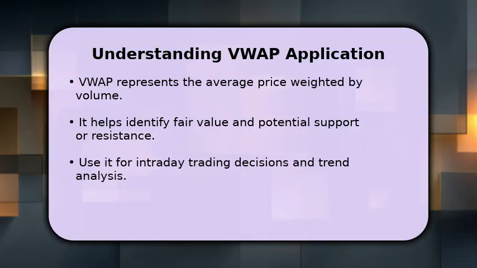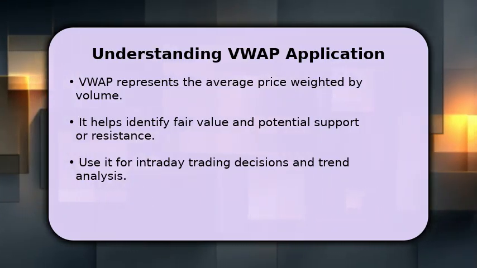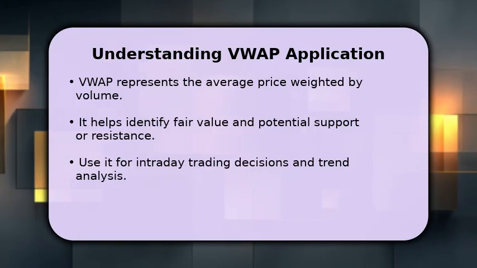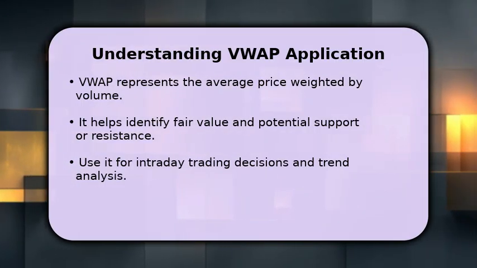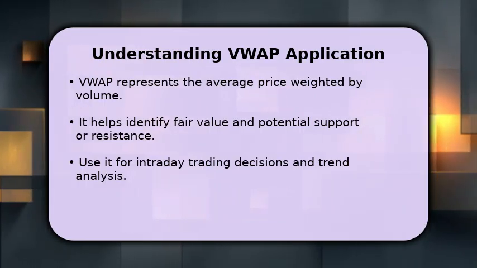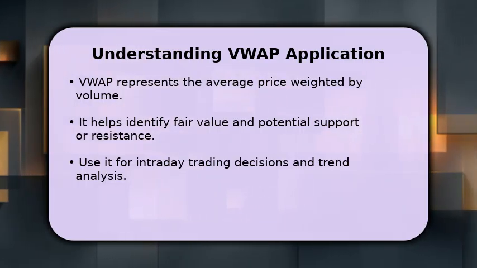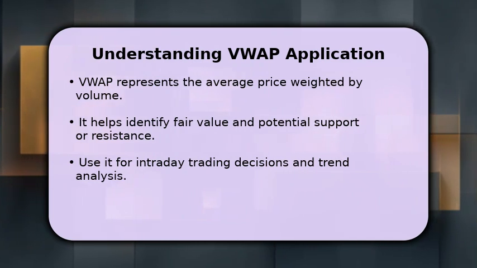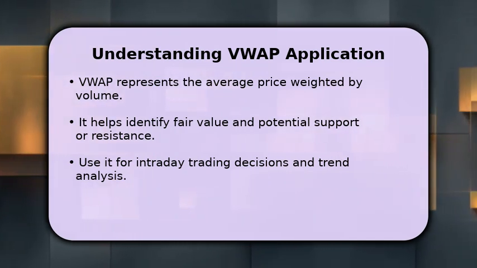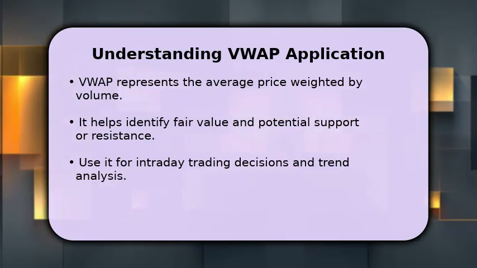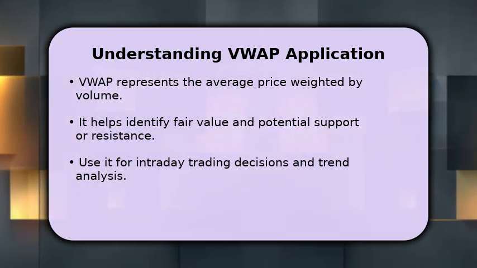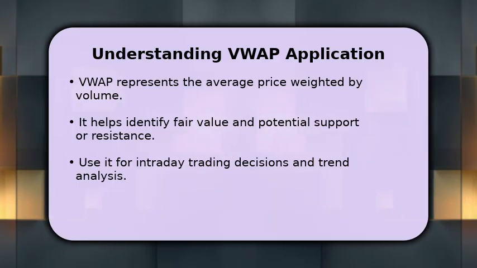The volume weighted average price, or VWAP, represents the average price a security has traded at throughout the day, weighted by volume. It helps traders identify the true average price and potential areas of support or resistance. Many traders use VWAP for intraday decisions, often looking for price to revert to or bounce off this key level. It's a valuable tool for understanding market sentiment.